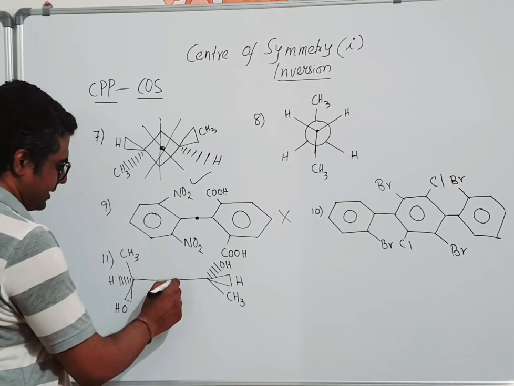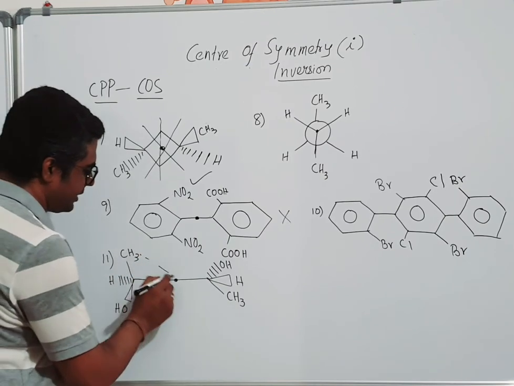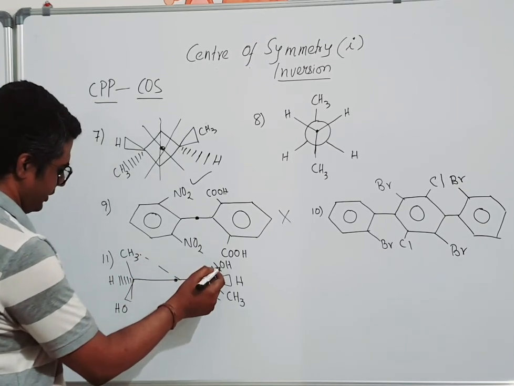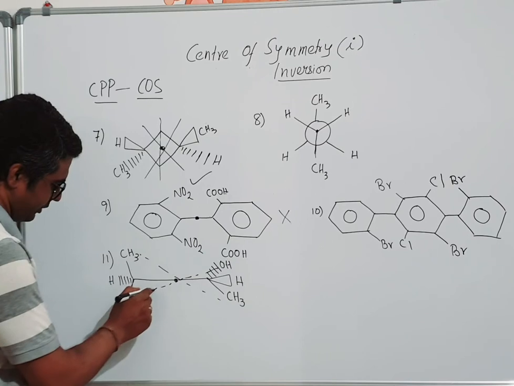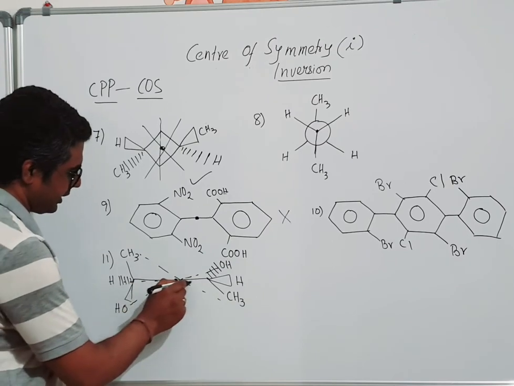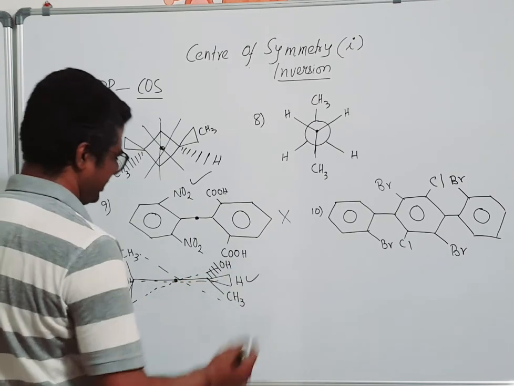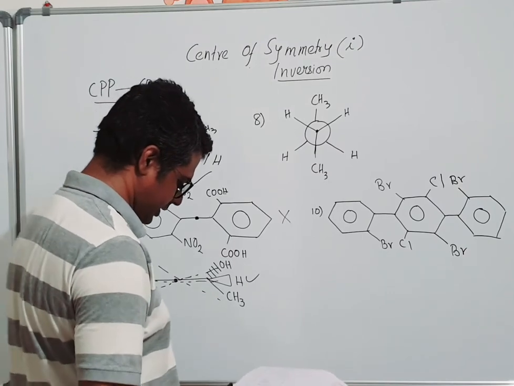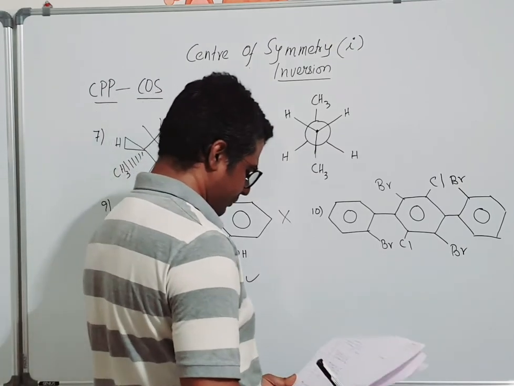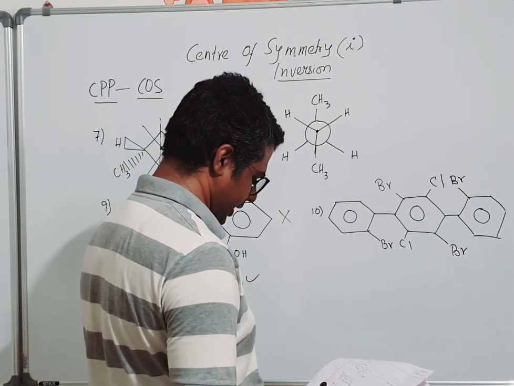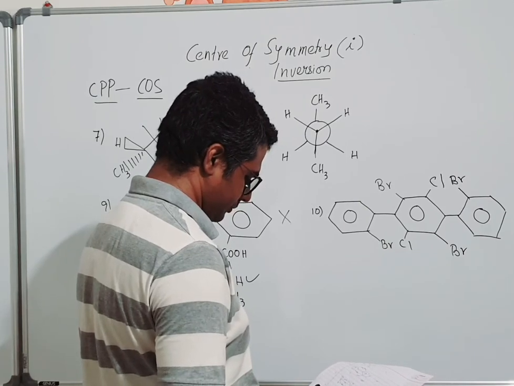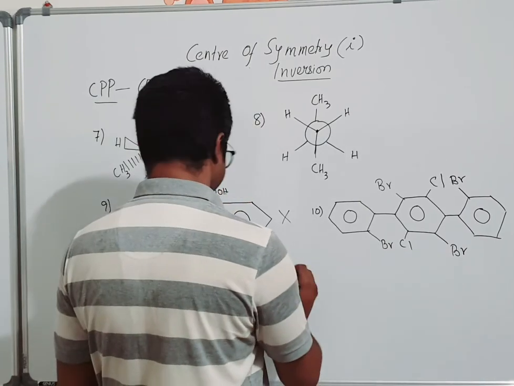So yes, there is a center of symmetry clearly visible over here. OH on this side, OH on this side. Yes, you can draw it diagonally. This is clear. Yes, so here it will be. This is an easy one, nothing much. Biphenyl I am not giving, because I think you guys can do biphenyl, but still you can try this.